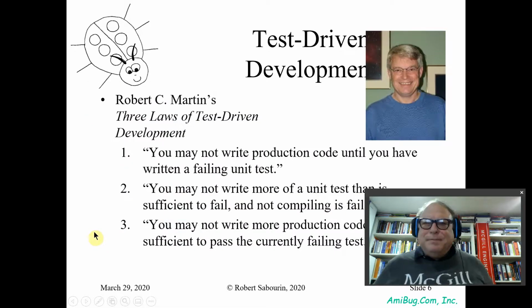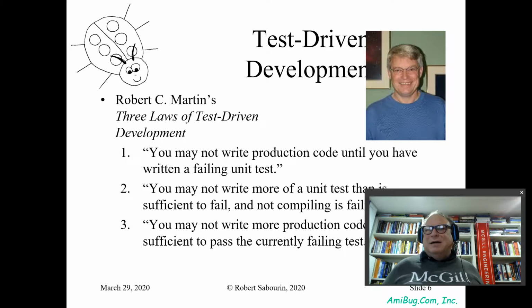Bob Martin, the pioneer of many wonderful aspects of software engineering. Many people see Bob Martin at Agile conferences. He's written many books on testing and on programming and test-driven development. And Bob Martin came up with the 3 laws of test-driven development.